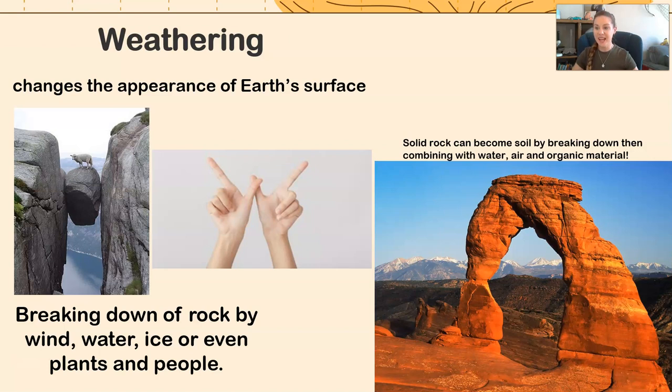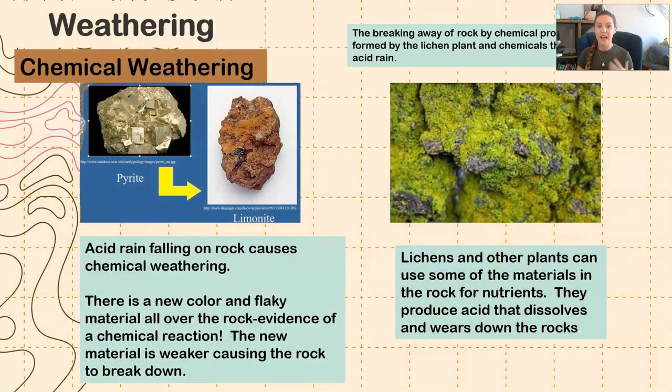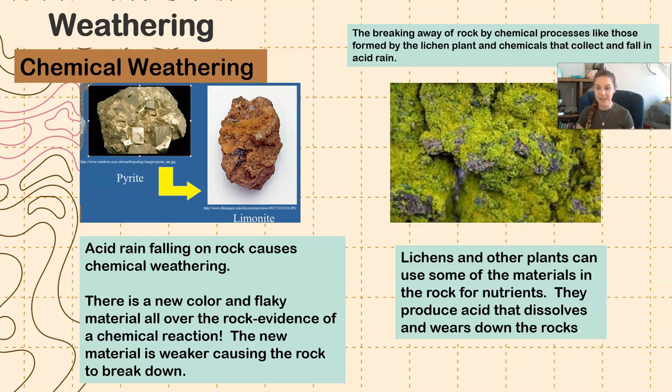So this can happen in different ways. So let's look through some of those examples now. First, we've got chemical weathering. Now, this is the process of the breaking away of rock and earth material through a chemical process. Okay, examples could be acid rainfall, which caused the rock to break down or weather.